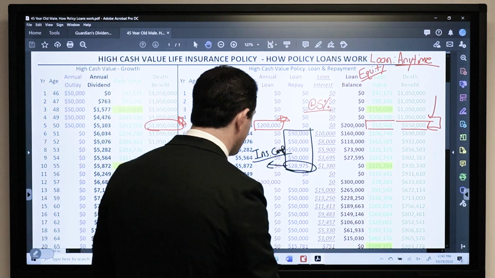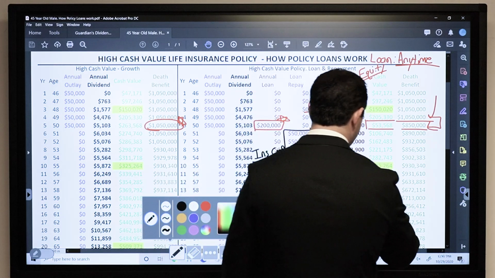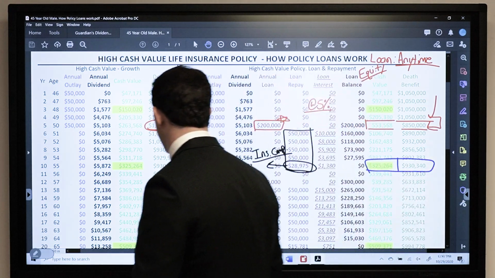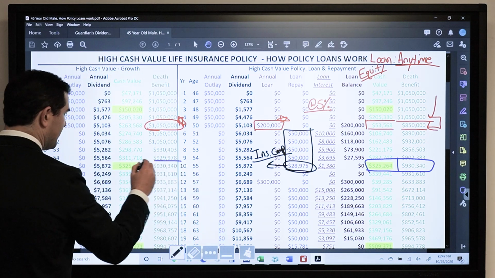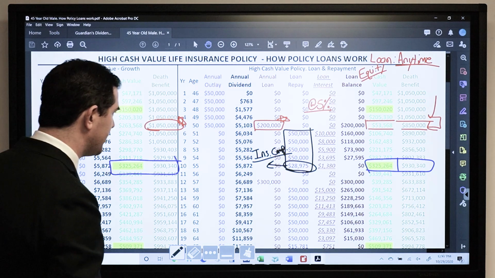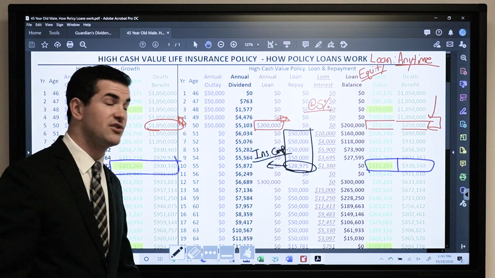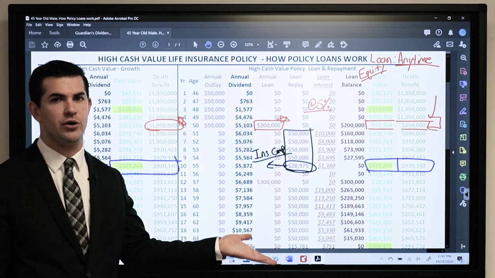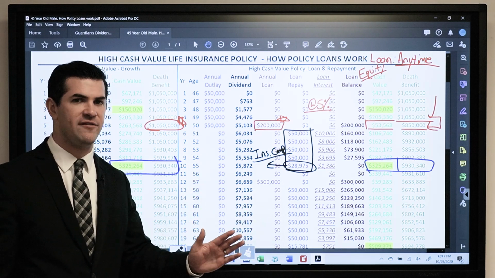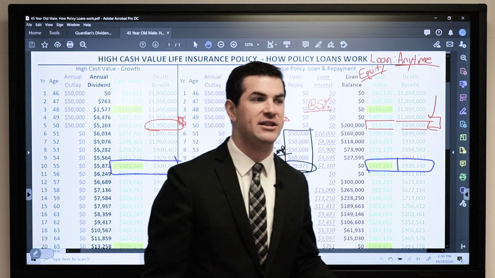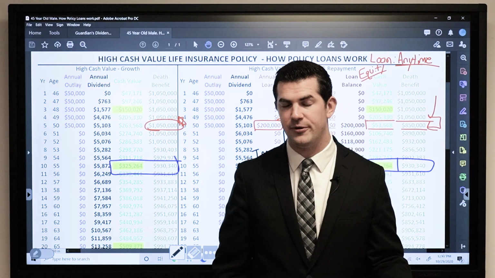When I pay that loan back, look at my cash value and death benefit and compare it to the example where I just let it sit and grow. And what do you notice? Cash value and death benefit is 100% restored to exactly what it would have been as if I never touched it in the first place. Another way to put it is that there is no lost opportunity cost here.